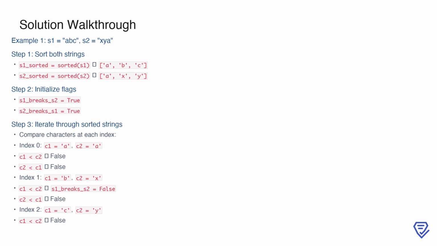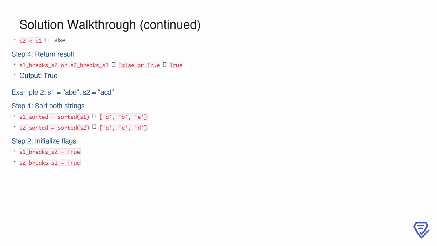Next, we iterate through the sorted versions of both strings, comparing characters at each index. At index 0, both characters are A, so neither S1 nor S2 can establish dominance. At index 1, we compare B from S1 with X from S2. Since B is less than X, S1_breaks_S2 is set to false. Finally, at index 2, C from S1 is compared with Y from S2, but no further flag changes occur because C is not less than Y.